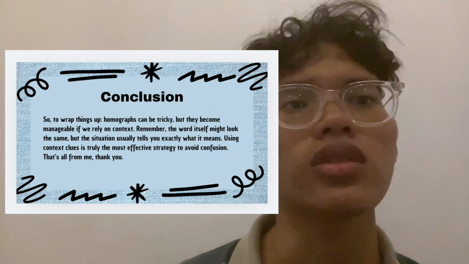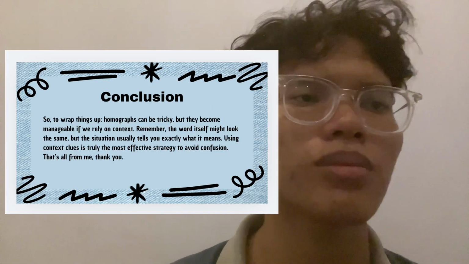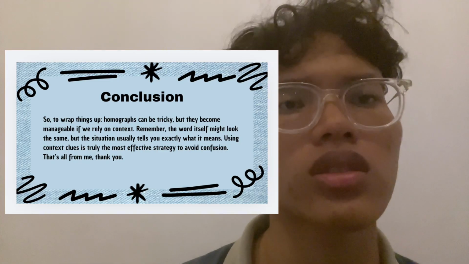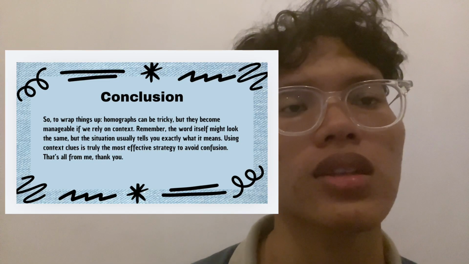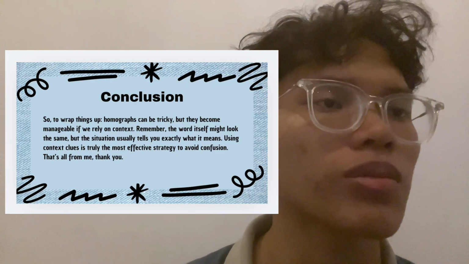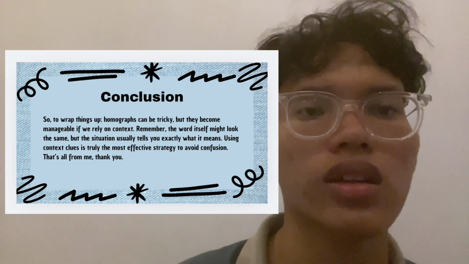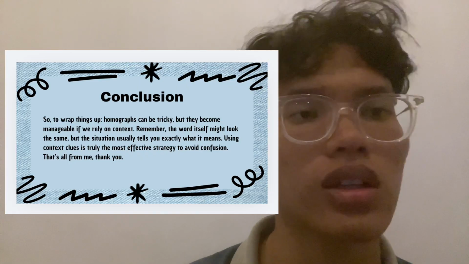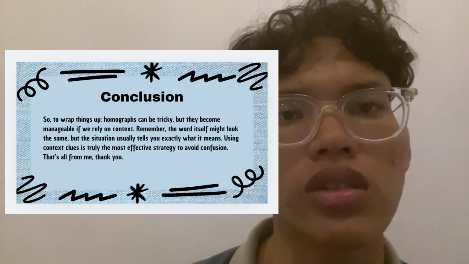The word on the screen may look the same, but the situation will always tell you the truth. Just look at the words around it. Determine if it's a noun or verb. And let the sentence reveal the meaning. Using context is the best strategy we have.